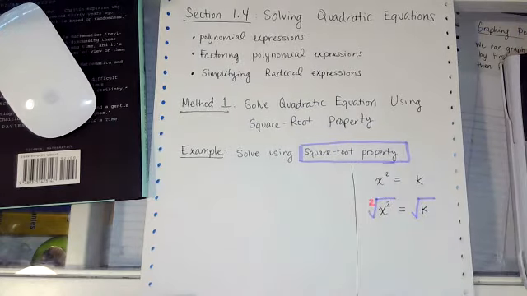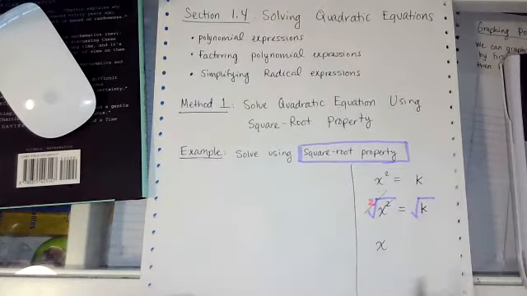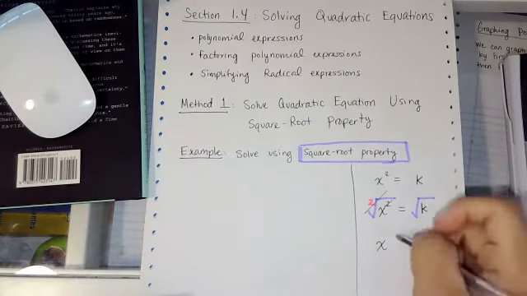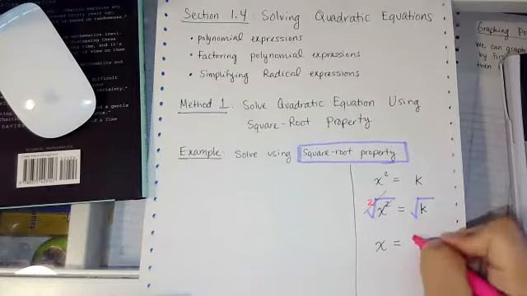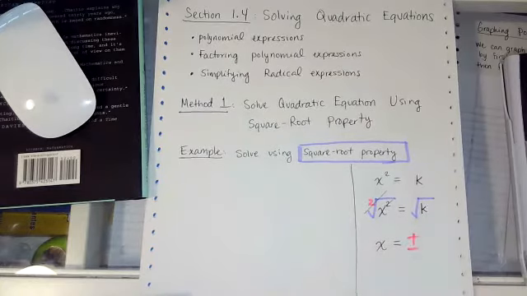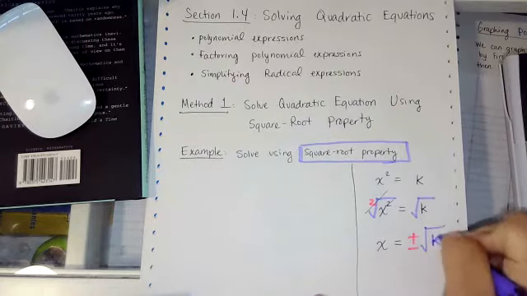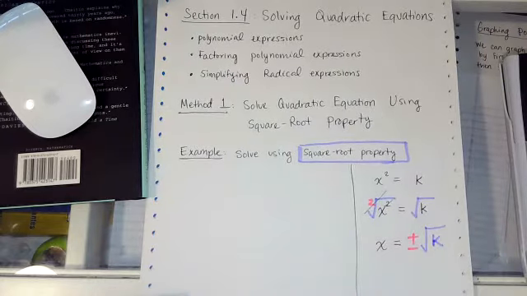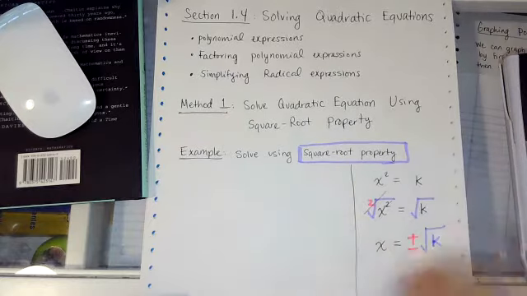Because they have the same index, they will cancel out, leaving you just with x, which is what we're trying to find. And that's going to be equal to, and here you have to be careful, plus or minus the square root of whatever the number k is. Remember, you have two solutions for quadratics. Now, this k could be a number, or it could be an expression that we have to simplify. But in any case, this is the general set of steps to implement the square root property.